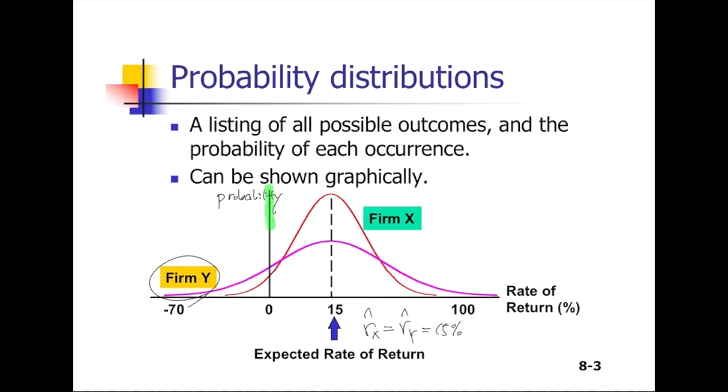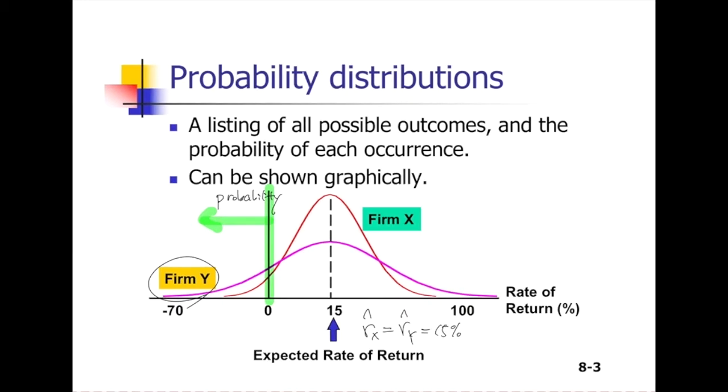As you can see, on the left side of 0, firm Y's area is greater than firm X's. So firm Y has more probability of losing money. Of course, as you can see, firm Y also has more chance to get more money. But generally, when we talk about risk, we check downside risk. So under the basic risk and return relationship, firm Y should have a high return, but that is not necessarily the case.